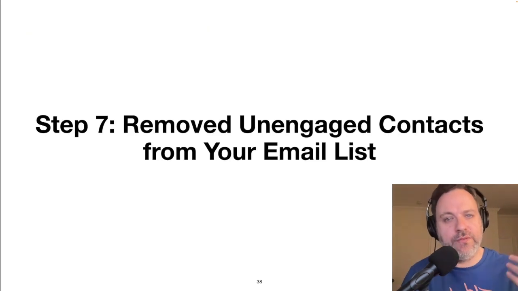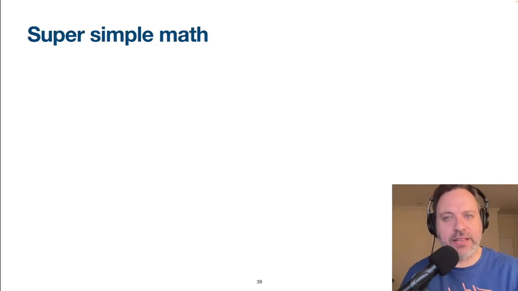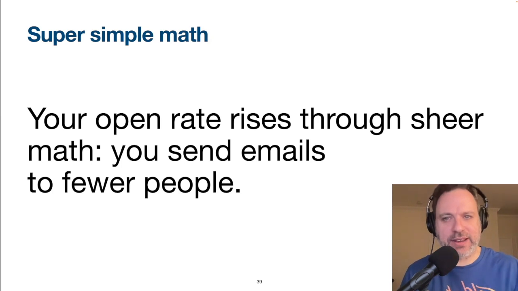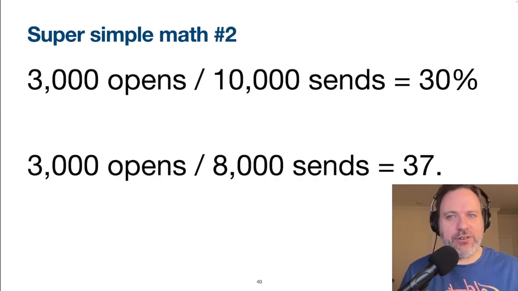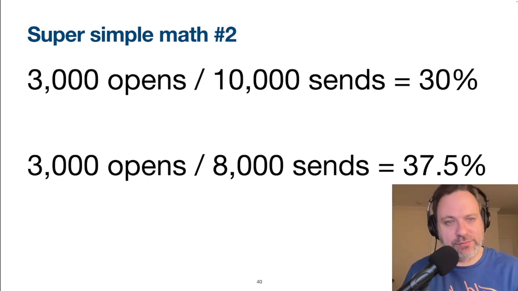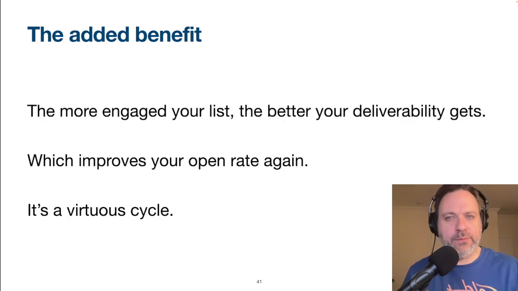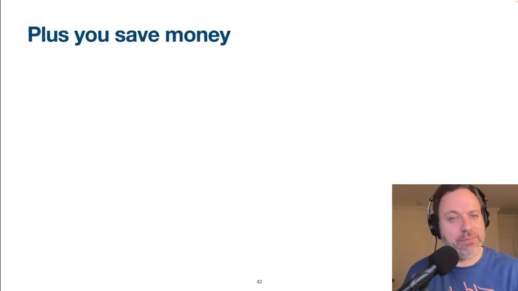Step 7, remove unengaged contacts from your email list. Your open rate rises because you're sending emails to fewer people. So if you have 3,000 opens out of 10,000 sends, you have a 30% open rate. If you have 3,000 opens out of 8,000 sends, you have a 37.5% open rate. So again, send to fewer people by removing those unengaged contacts, and there's an added benefit. The more engaged your list is, the better your deliverability gets, which improves your open rate again. So it's a virtuous cycle.